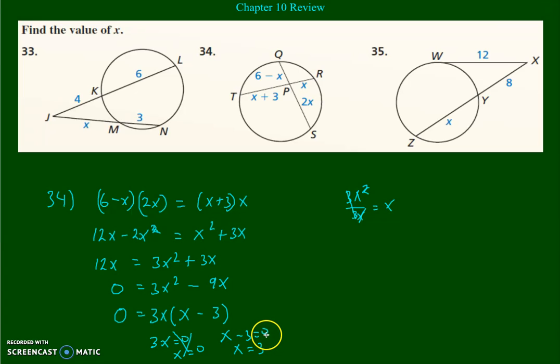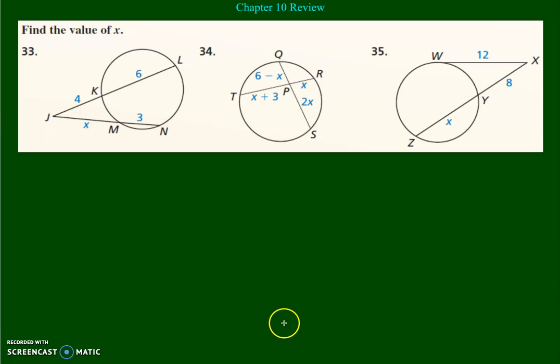Let's move on to problem 35. In problem 35, this is the segments of secants and tangents theorem. And what it says is the product of the entire secant segment and its external segment equals the square of the tangent segment. Let's go ahead and write that down, see where it leads us.